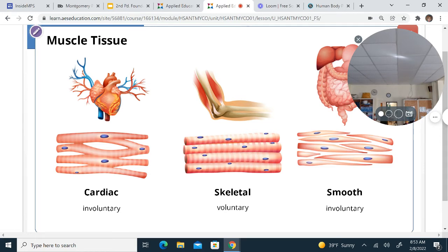So cardiac, as we know from when we did medical terminology, card is heart. So this is the type of tissue that is found in your heart. Your heart is a muscle that beats. It contracts and relaxes, contracts and relaxes. That's your heartbeat. Nobody is telling it to contract and relax. It's involuntary, meaning it does it by itself.